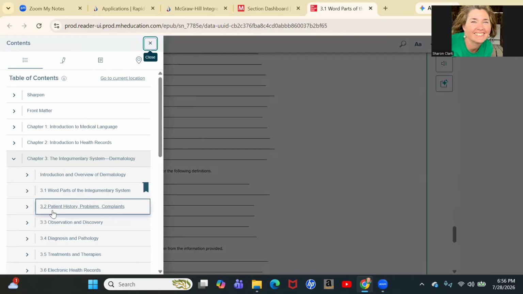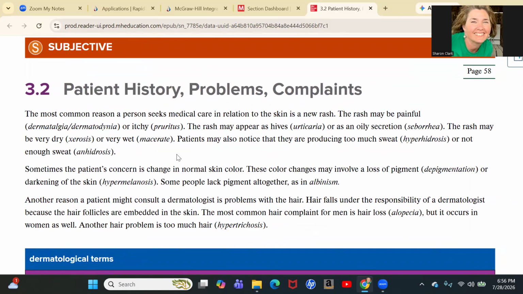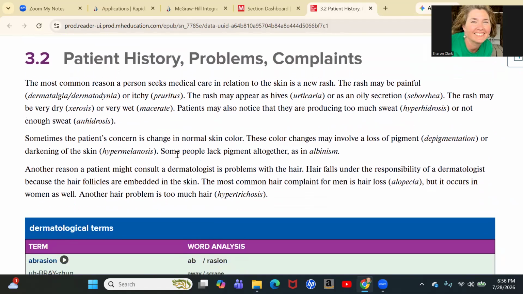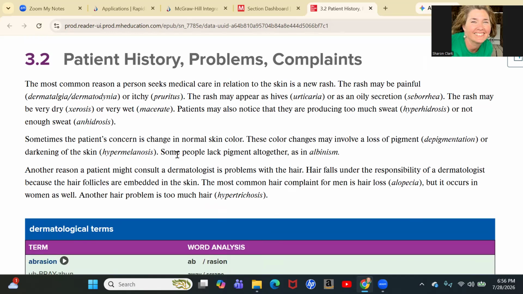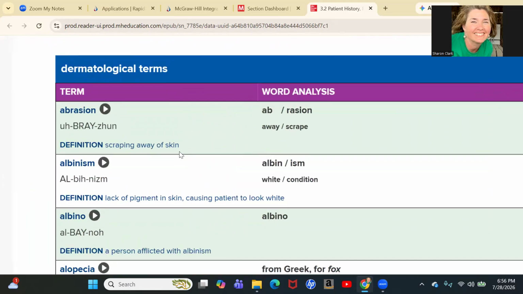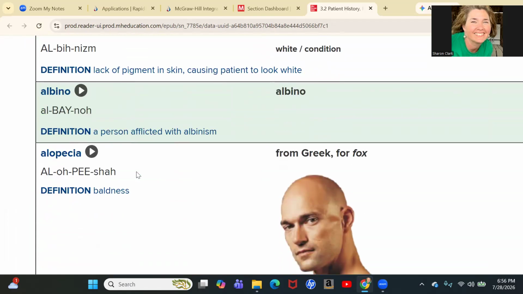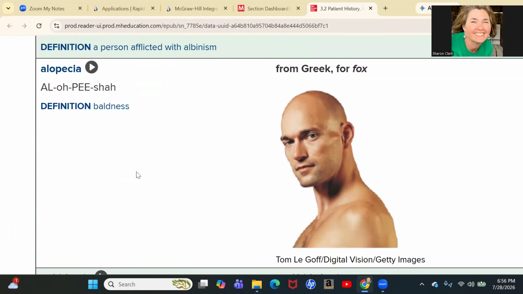All right, moving on. The next part here, the subjective terms. So now that we understand the basis and some of the word roots related to the skin, let's now look at what can go wrong with the skin or injuries. So a person is going to seek medical care when something goes wrong with the skin. So let's look at some of those more common terms. An abrasion is the scraping away of the top of the epidermal layer. Albinism is what we talked about earlier, that lack of pigmentation. Alopecia is baldness.